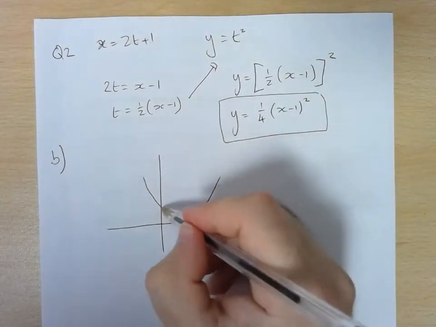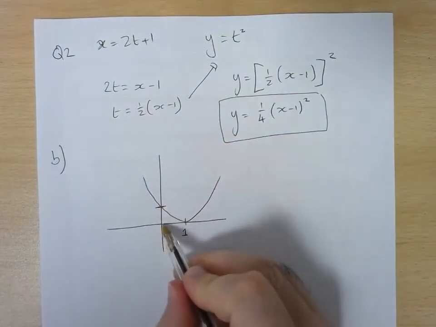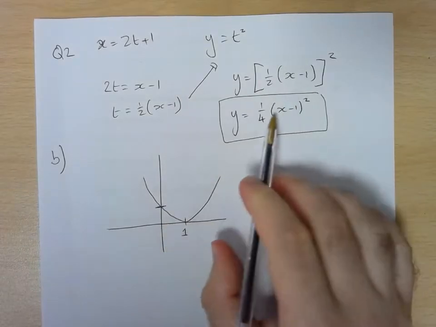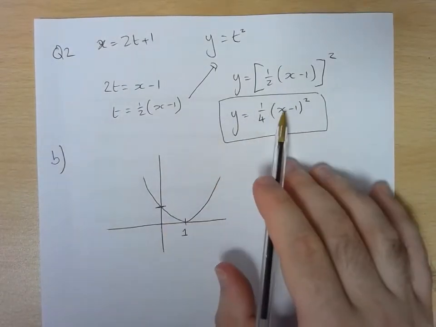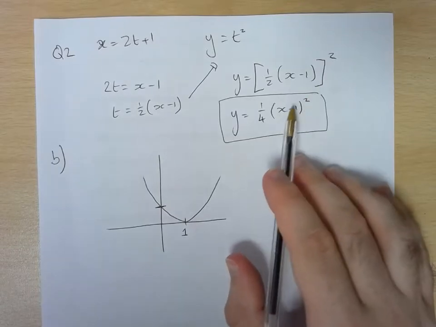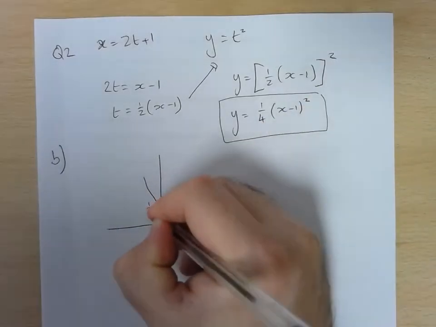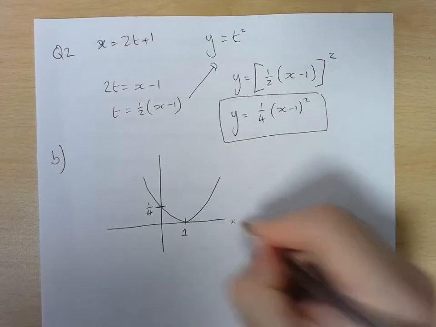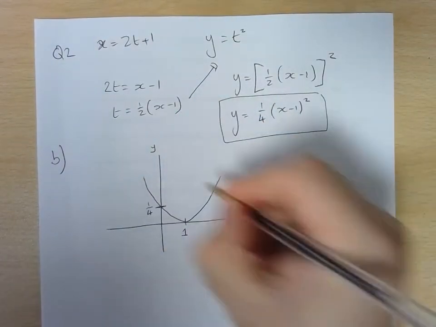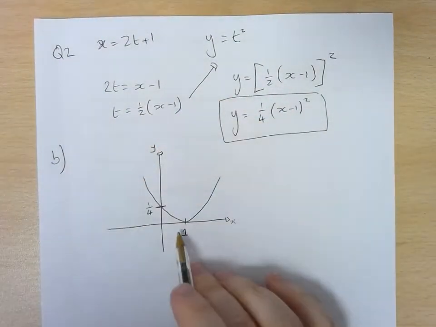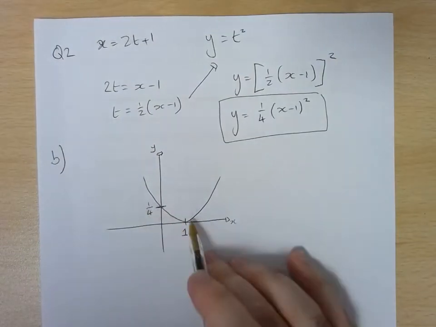The one remaining thing is to label this point here, which is y equals 0. So if I put x equals 0, if I put 0 in here I get minus 1 squared, which is 1 times 1/4, which gives us our quarter. So here we've got our sketch. Do make sure you have both these points labelled here. But that's the question done.